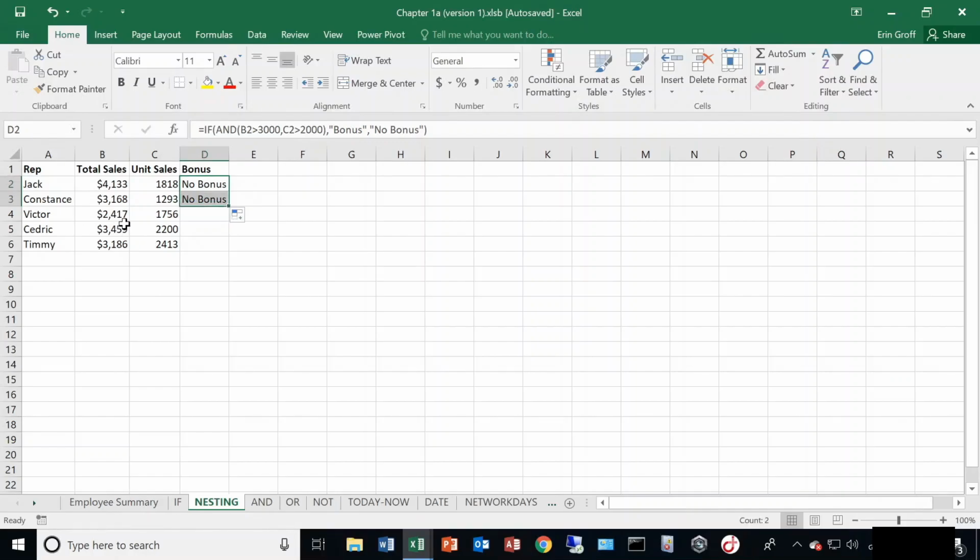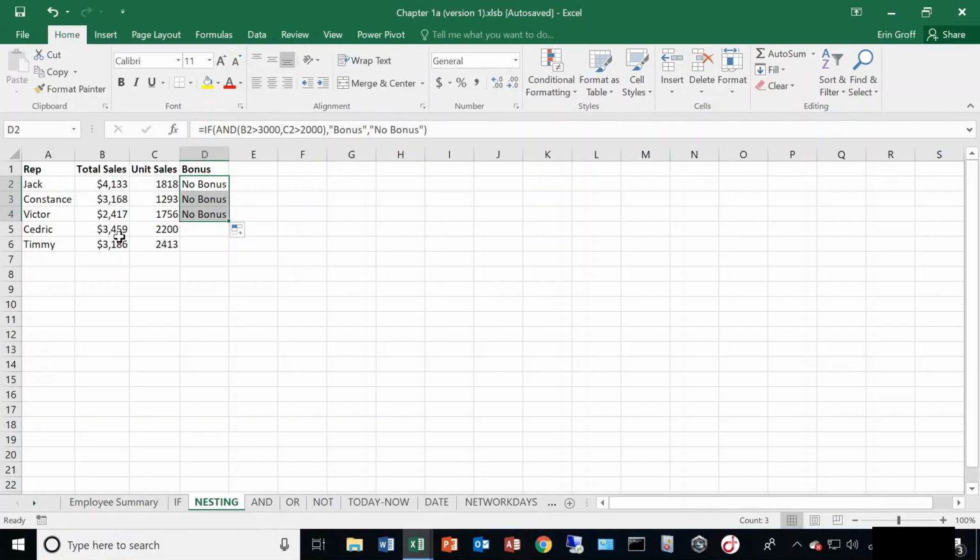For Victor, is Victor's total sales greater than 3,000? No, that's a false. I don't even need to look at the second one, because remember, if we have any one value argument in an AND function that's false, the whole thing is automatically false. So that too will return the value of no bonus.